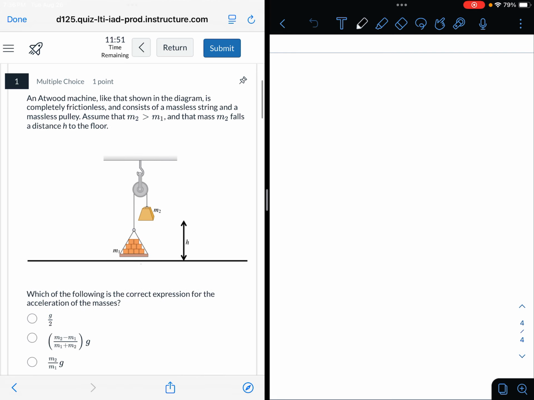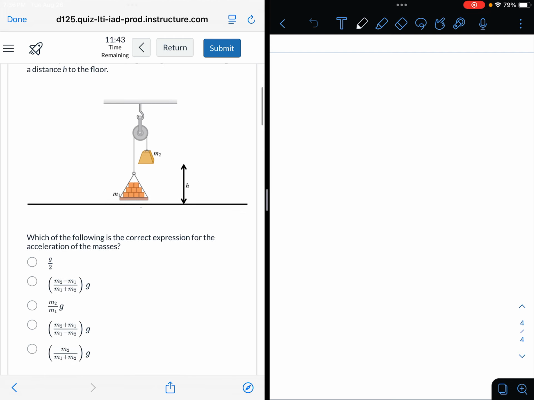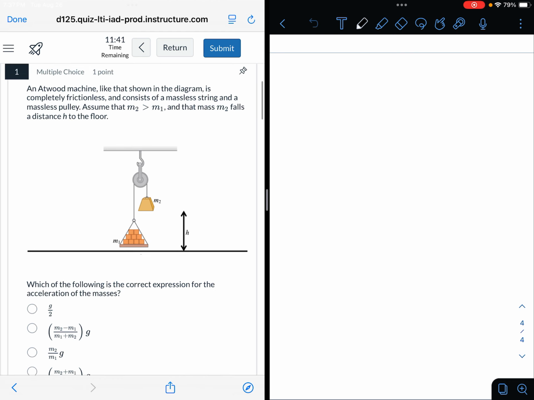An Atwood machine is shown, and there's a massless string. The pulley is completely frictionless, and M2 is greater than M1, and it falls a distance h. So we have to find the acceleration. Now, there's a really quick way to do it where you treat the thing as a whole system. But I think the way Mr. Bose wants us to do it is treat them as separate systems. So for M1, or I guess M2 is larger than M1, so start with M2.